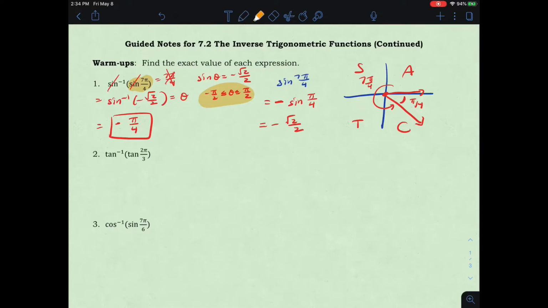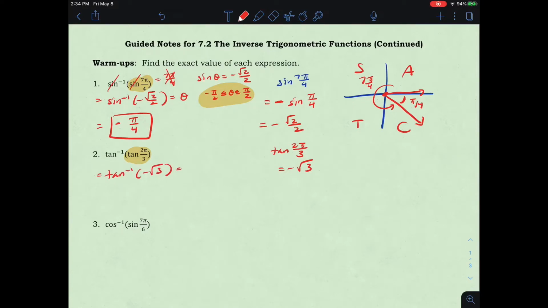So looking at number 2, I'm going to do the same thing. I'm going to work inside out. I'm going to first find tangent of 2 pi over 3. Tangent of 2 pi over 3 is equal to negative square root of 3. And so I know that I can rewrite this as the inverse tan of negative square root of 3.